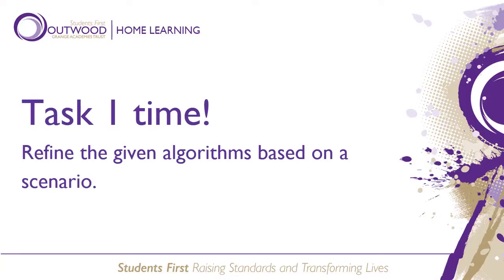So it's now time for your first task. For the first task, you're given an algorithm with a scenario, and there are some refinements that need to be made to it. So you're going to use that to make a new version of the algorithm. You can screenshot it on the activity document. You've got about 10 minutes to do that, and then we'll go through the answers.